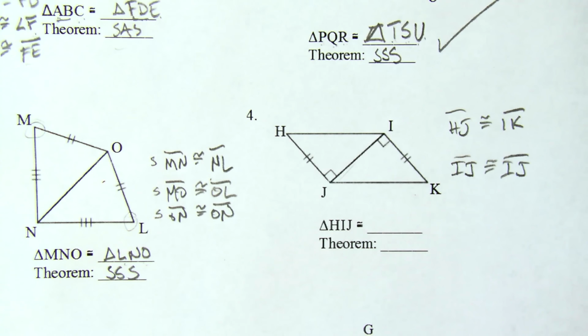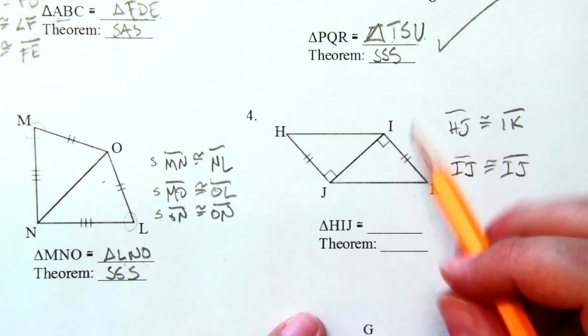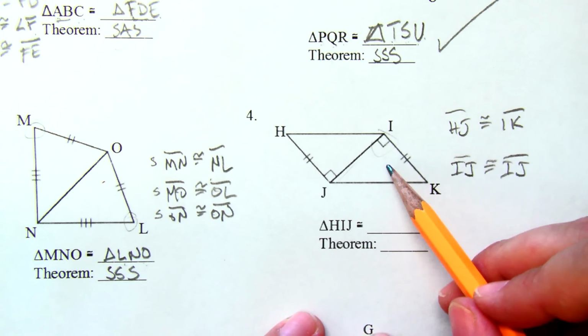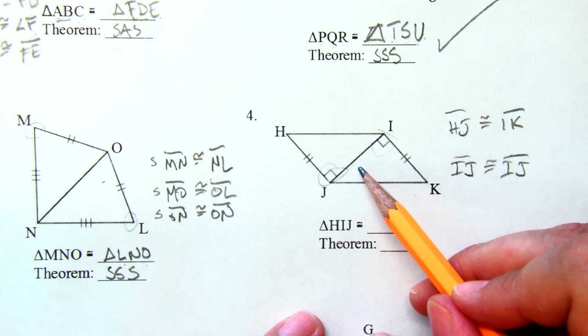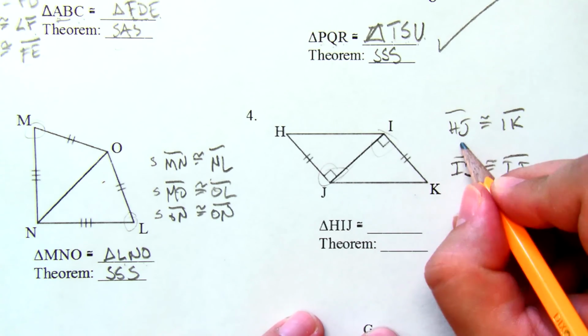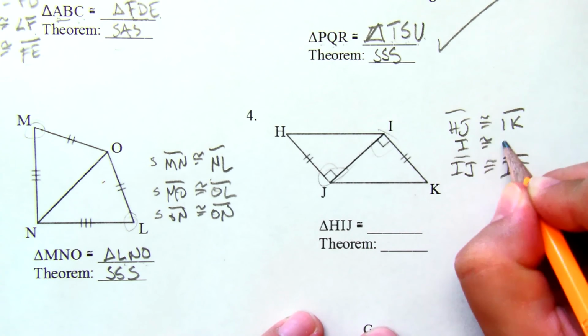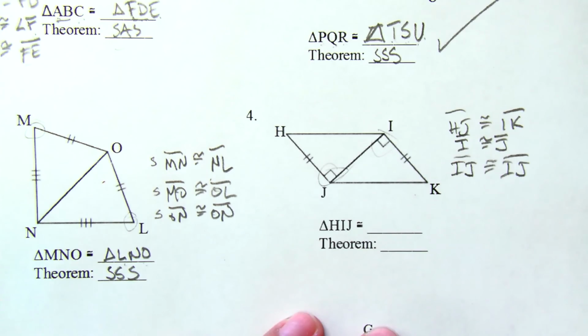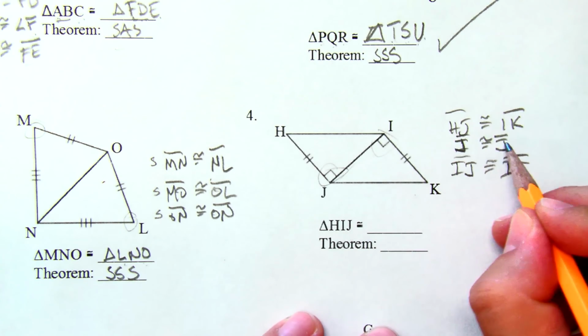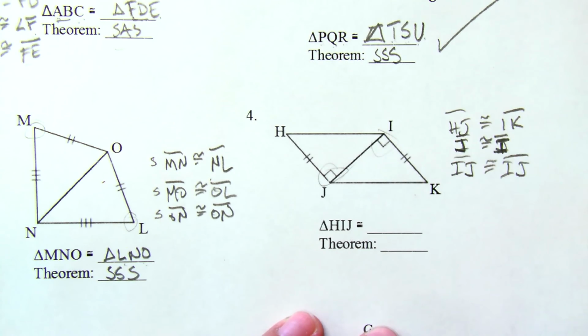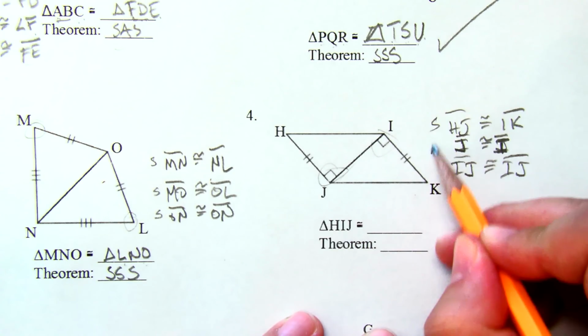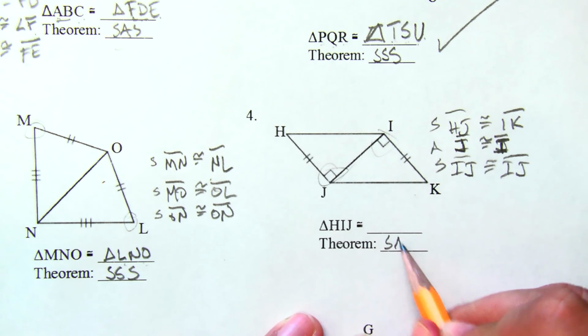You either need the third pair of sides or the included angle. Well, the included angle will be I in this case, J in this case. Those are both 90 degrees. So I congruent to J. Actually, I should probably put J congruent to I. That would make a little more sense. So I've got side, angle, side, side, angle, side.